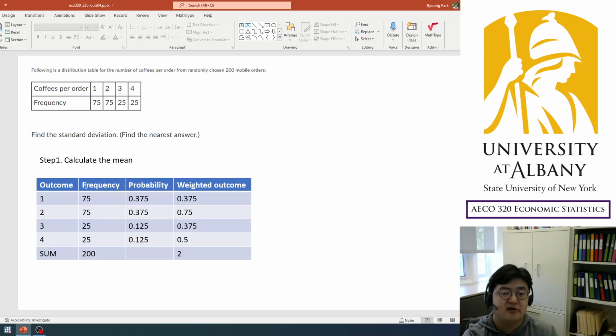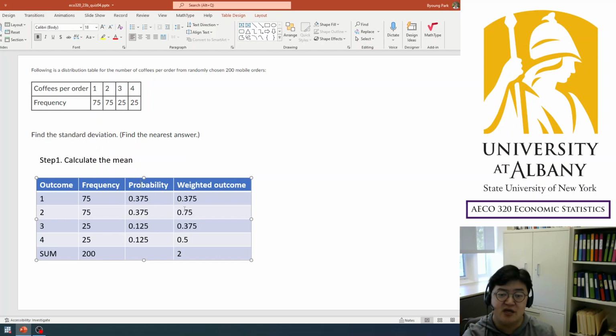First, I will convert frequency to the probability. We know the sample size is 200. So out of 200, 75 equals 37.5% or 0.375. Likewise, we can keep going. So divide the frequency by the sample size 200, then you are going to get probability like this.